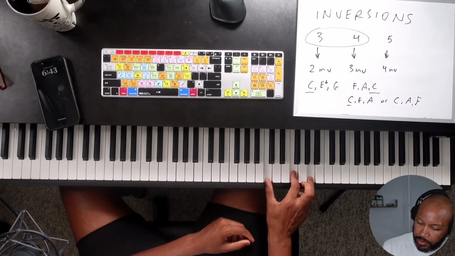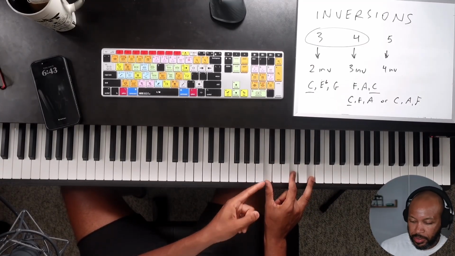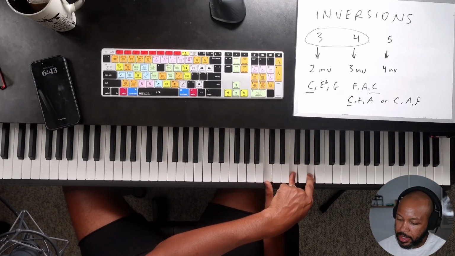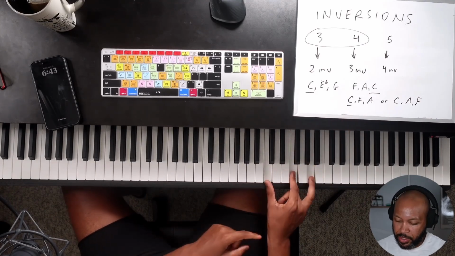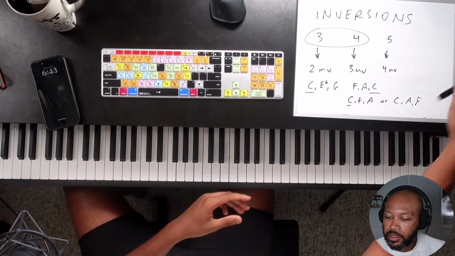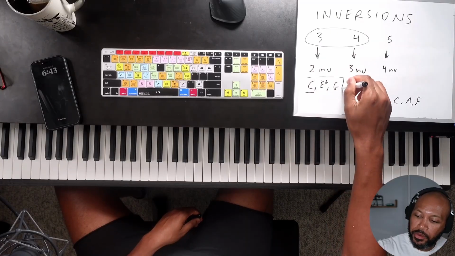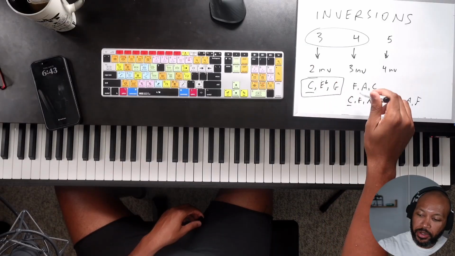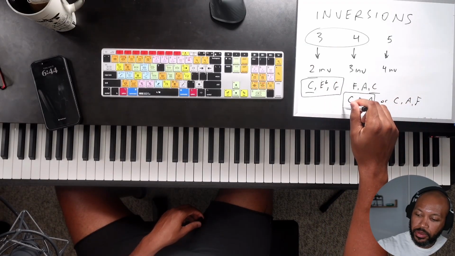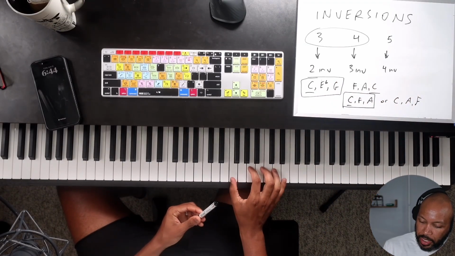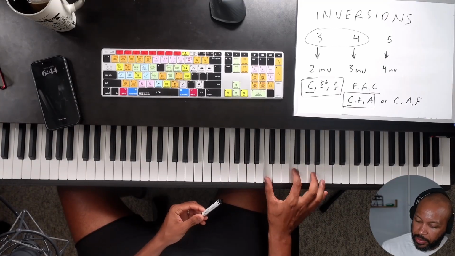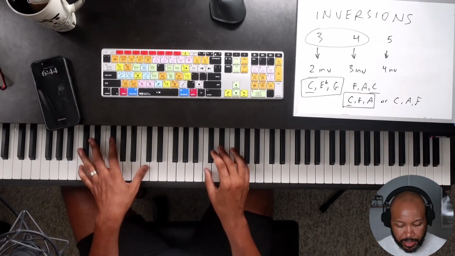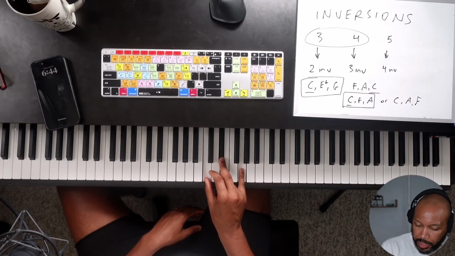So let's look at this last one. Okay, so this last one is a C, F, A. Right, C, F, A. So we're thinking with this, it's probably going to make sense for us to go from the root of your C minor chord to whatever inversion this is, which we just said C, F, A, is second inversion, right? So from root to second inversion probably makes sense.